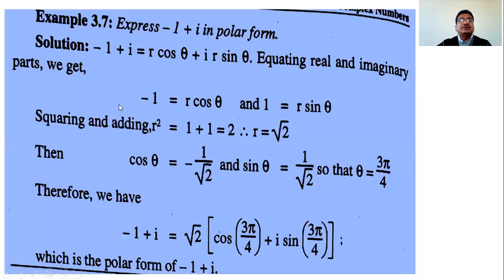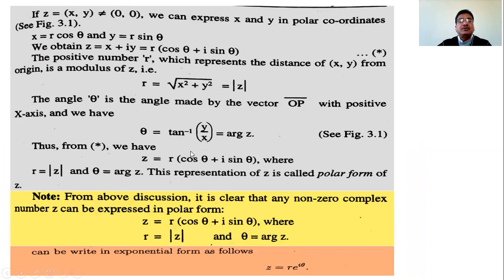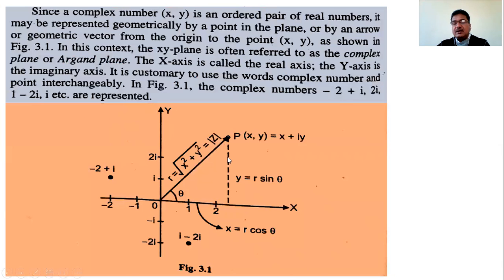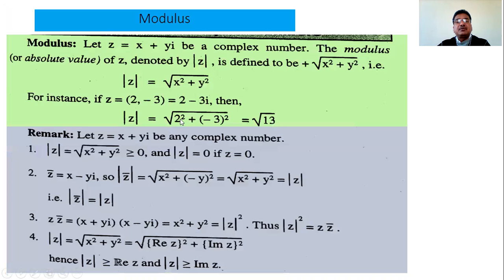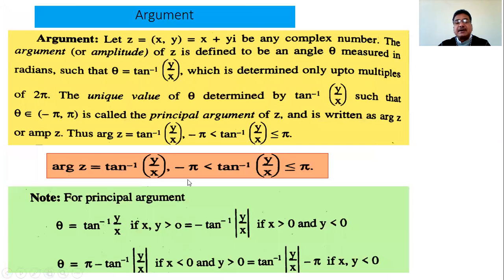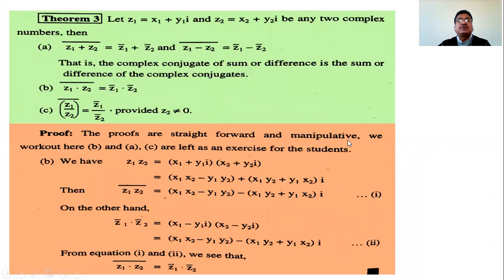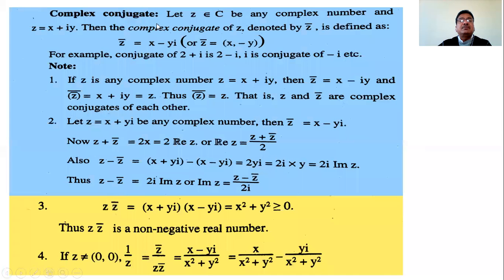So where is the definition of modulus? This is the definition of modulus. And what is Z plus Z bar? Z plus Z bar is 2 times the real part of Z. So what is Z? Z is x plus yi. Then Z bar is x minus iy. Where is the note? This is the definition of the complex conjugate.